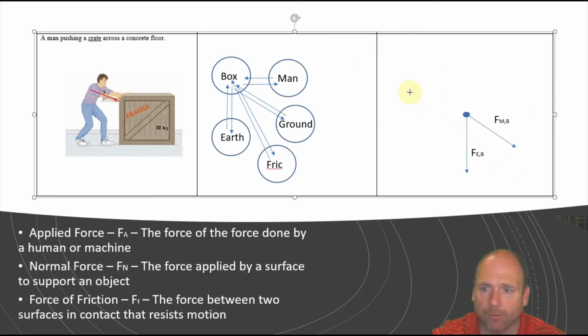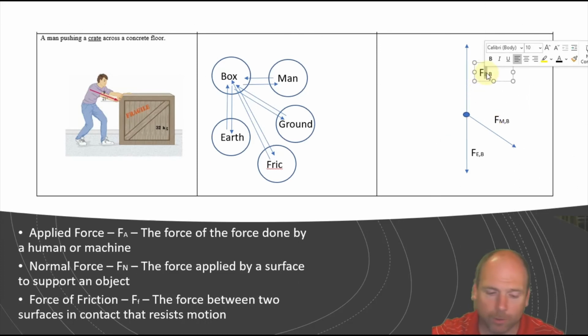You then have the ground pushing up on it. So we can do ground there. I'm going to make that one pretty big because the ground is not only pushing against the gravity up, but it's also pushing back on the man. So it's a bigger force there. I'm going to label that one the ground on the box.